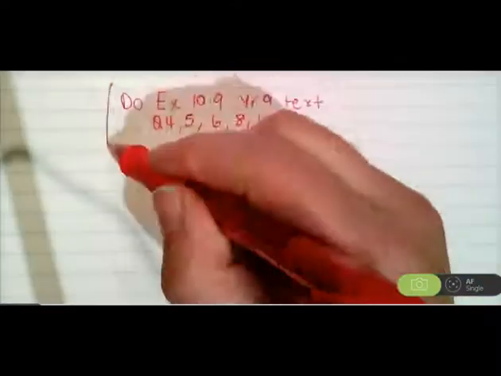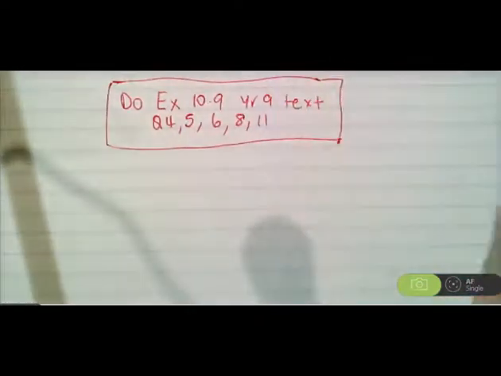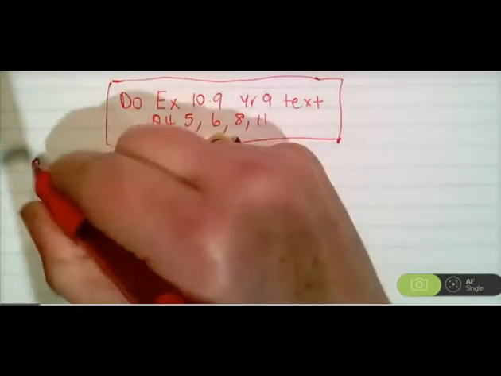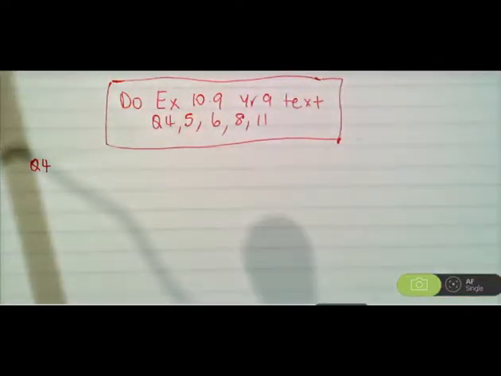So here's the homework. Exercise 10.9 from the Year 9 textbook. Please do question 4, 5, 6, 8 and 11. Now I'm just going to draw diagrams for any of the questions that do not have diagrams. I'll just bring up those questions in a minute.